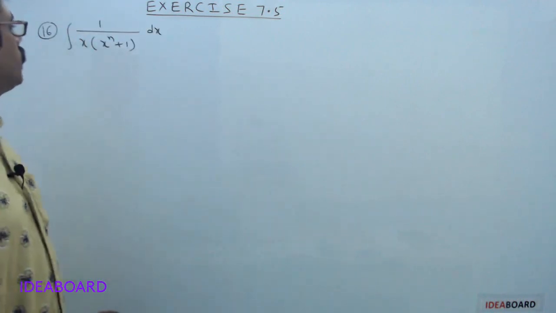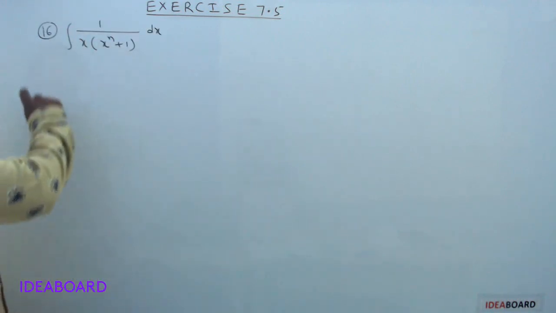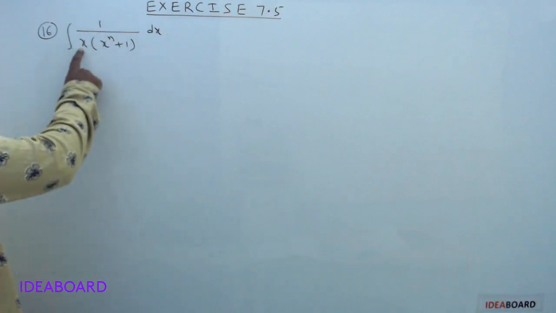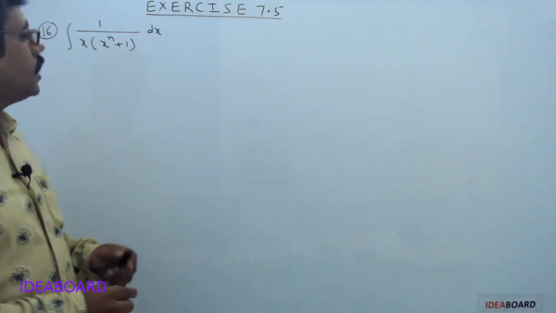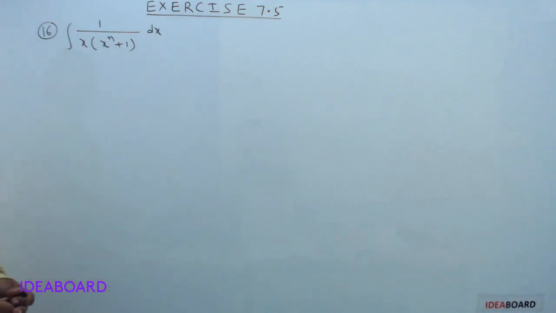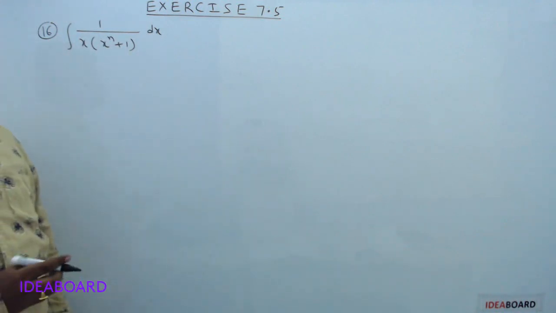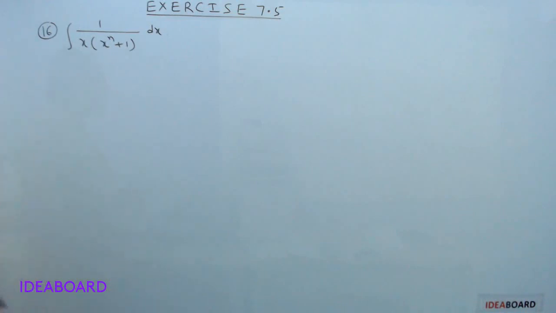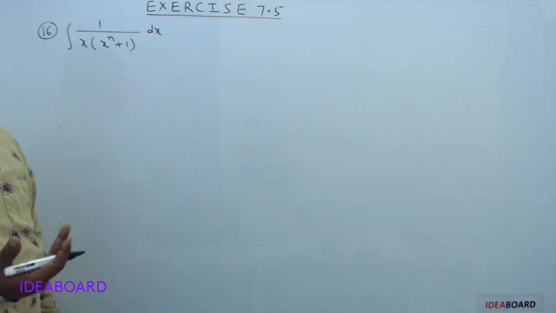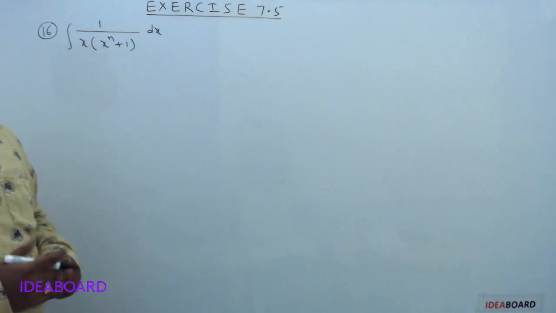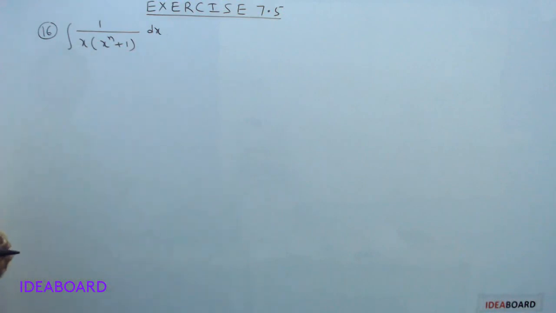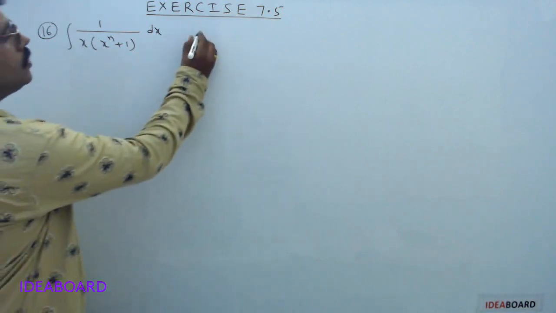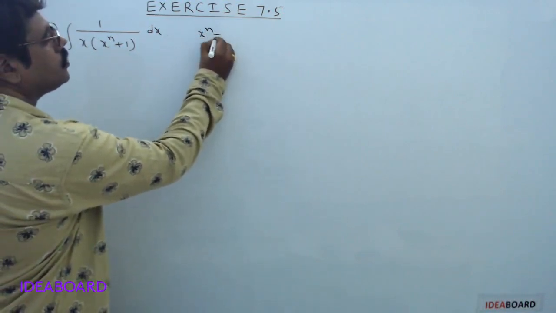Now come to the next question. Integral 1 divided by x into x power n plus 1 dx. It is the application of type 1 partial fractions. It means by taking some substitution, then only it will be reduced into type 1 partial fractions. Now what is the substitution? Now take the substitution x power n equals to t.